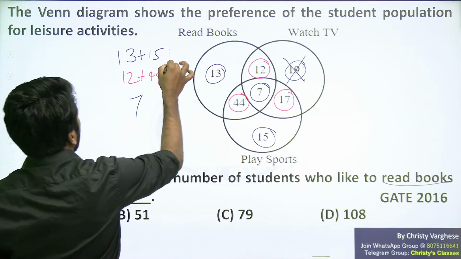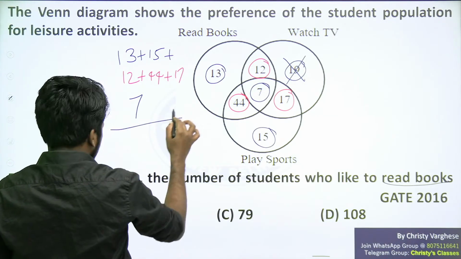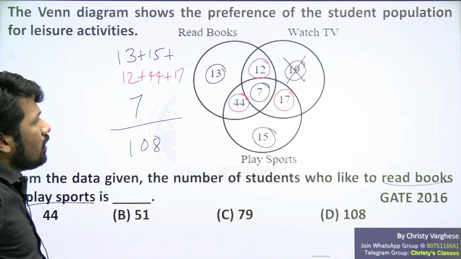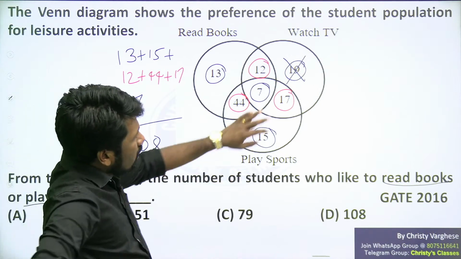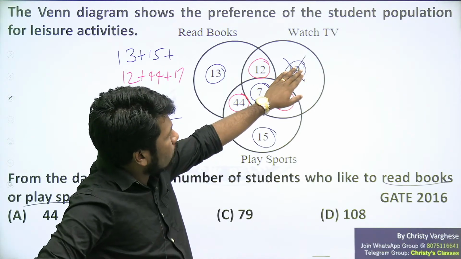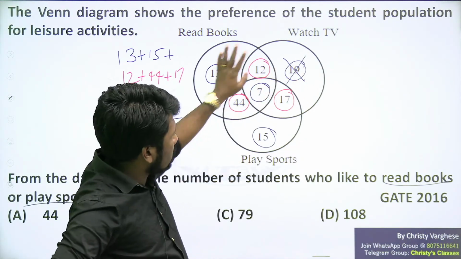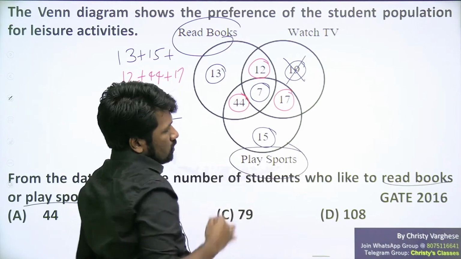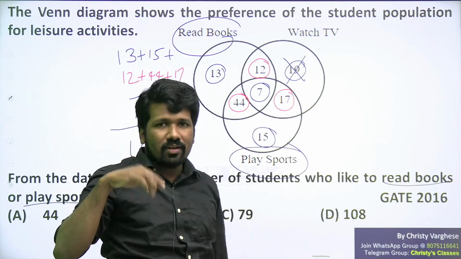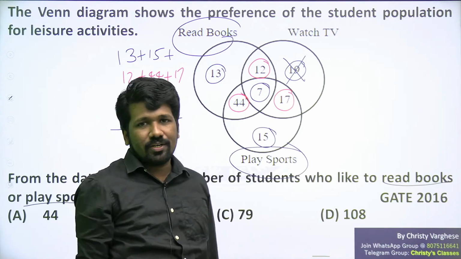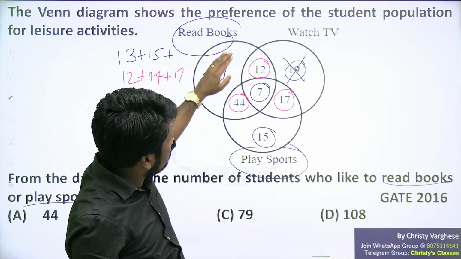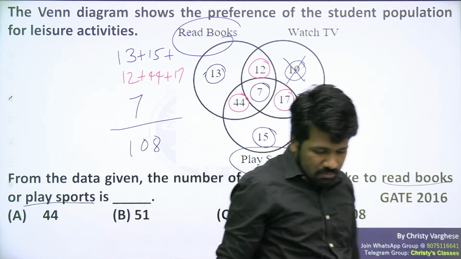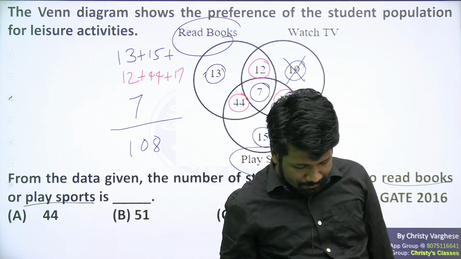So you need to add all these things up. When you add all these things up, you will get 108 as the answer. Did you all understand? That the only group of people that is not included is watching TV only people. All the rest should be included. The union of read books and play sports. Or means union and means intersection. So union of read books and play sports is what you need. Set theory terms if we tell. Is that clear?